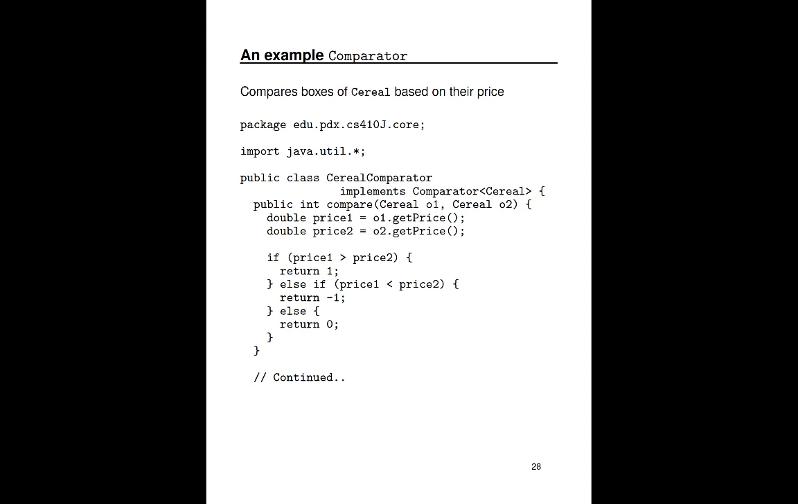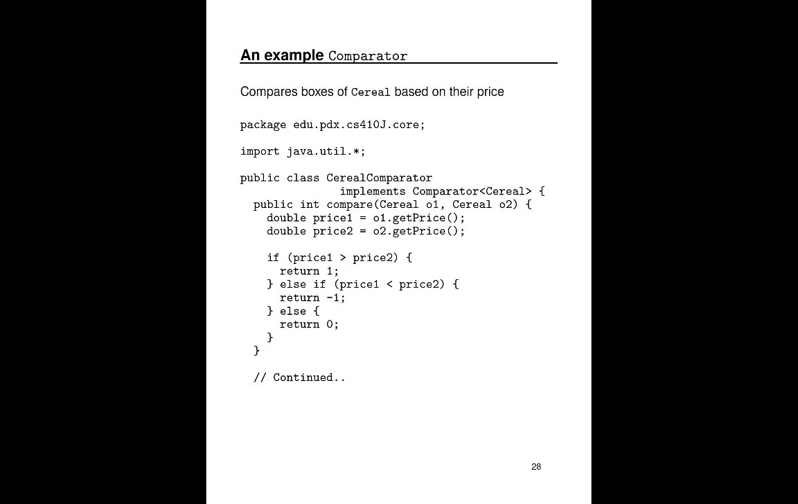Here's an example of a Comparator. It compares boxes of cereal based on their price. So now we're going to sort them based on their price. Here I have a class called CerealComparator. This is completely separate from the Cereal class itself, right? It implements the Comparator interface that compares two cereals.